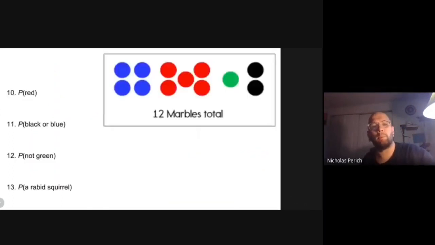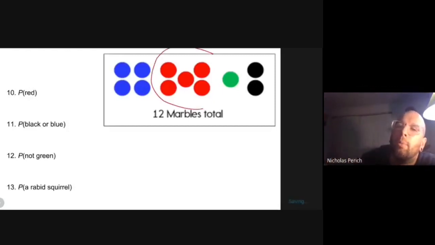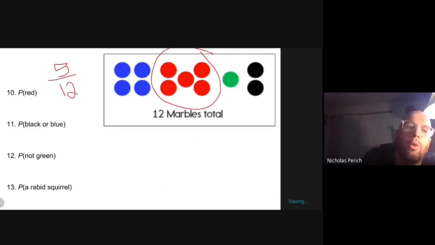Simple probability. Ooh, look at all these marbles, 12 in total. What's the possibility of me getting a red? There's 5 of them, and there's 12 total possibilities, so 5 out of 12.